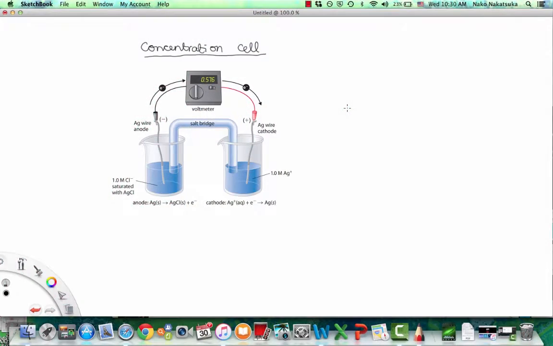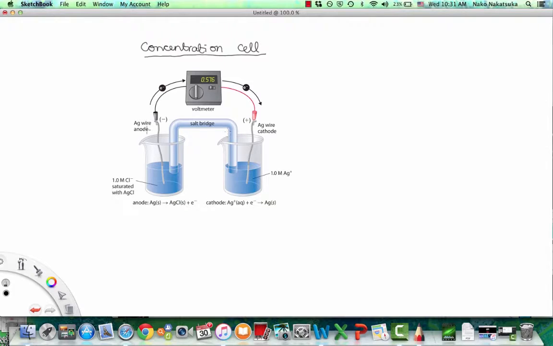So since cell potentials are sensitive to the concentrations of reactants and products, we can make these galvanic, also known as voltaic cells, which I've been showing you in this Chem chapter. We can make the same exact components at different concentrations. And this is called a concentration cell.